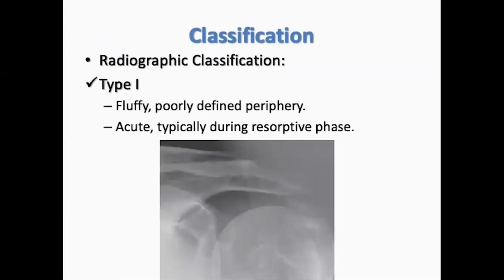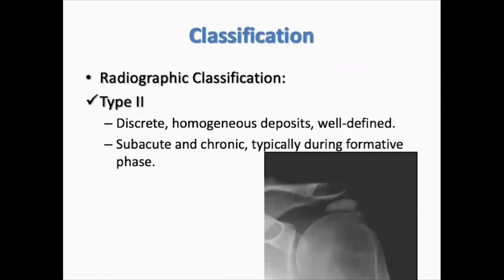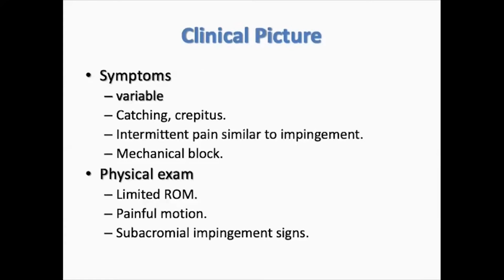Radiologically, the condition can be classified into 2 types. Type 1, the fluffy, poorly defined periphery, and type 2, the discrete, homogeneous, well-defined deposits. Symptoms can vary between catching, crepitus, intermittent pain similar to impingement, and mechanical block. Examination usually reveals limited painful range of motion and positive impingement signs.